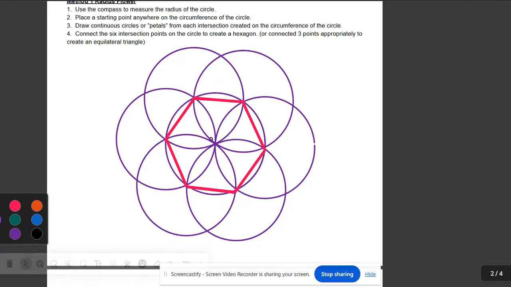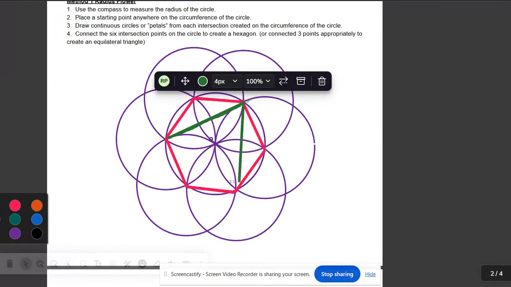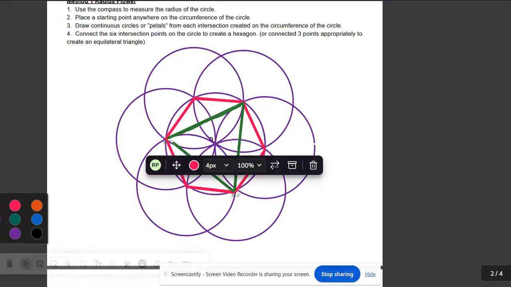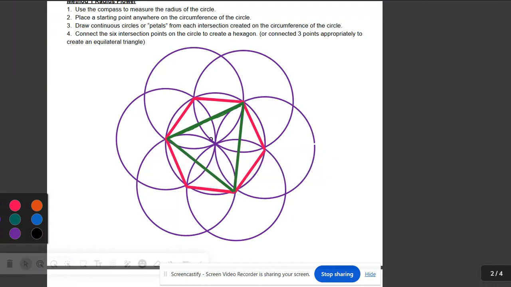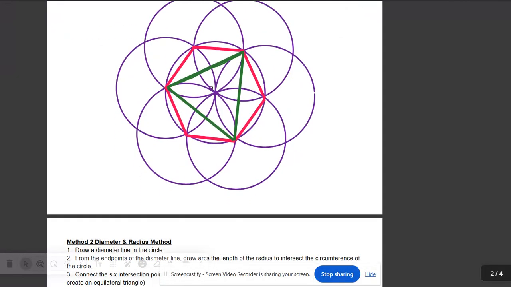Or construct an equilateral triangle, because if we connect every other one, that gives us our equilateral triangle. So it's kind of a multi-purpose construction. Sorry for all the crazy lines, but use some colors, make it fun.